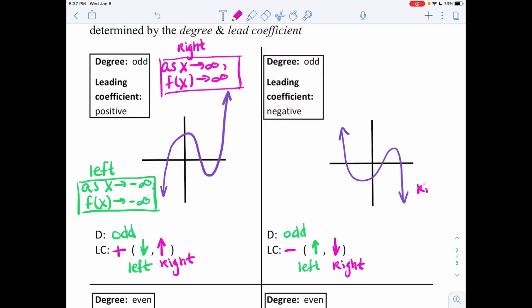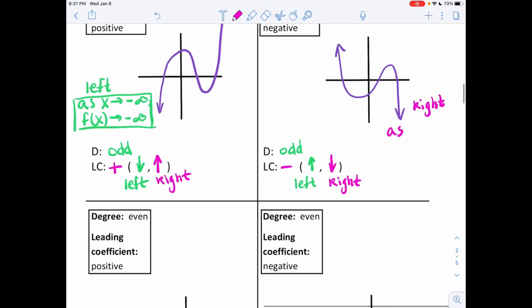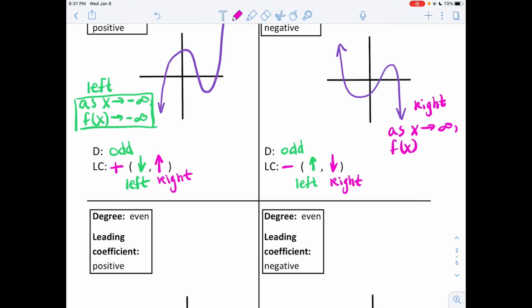Let's first talk about what's happening on the right. So on the right, as x approaches infinity, so remember we're headed to the right, so our numbers are getting bigger and bigger and bigger as we head towards infinity, our f of x function, our y values, are headed towards negative infinity because we have that down arrow right here. Okay, so that's what's happening on the right-hand side.